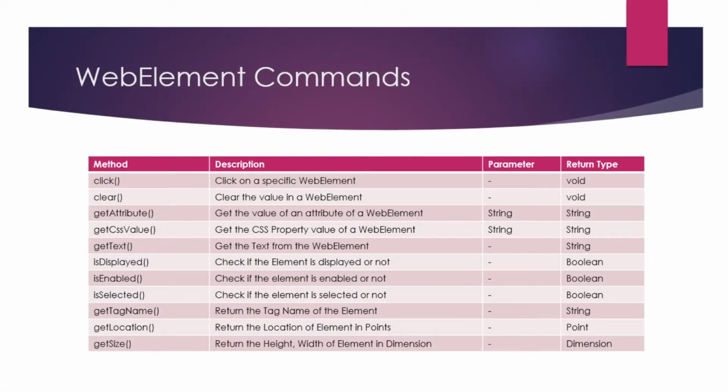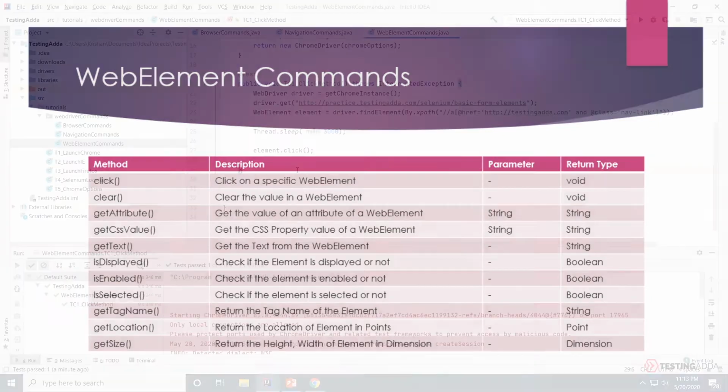Coming up to the next command, that is the clear command. As the name suggests, the clear command is used to clear the value from a web element, right? This method accepts no parameter and returns no value. Let's go back to our IntelliJ and understand how this command works practically.